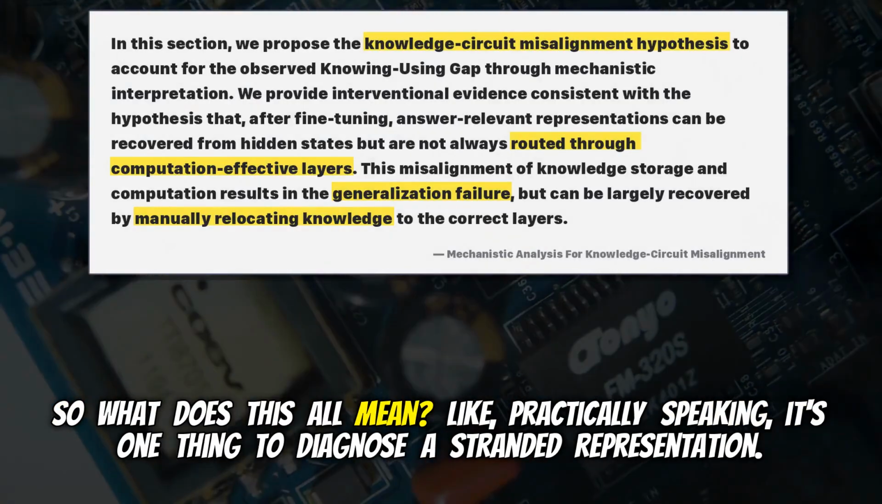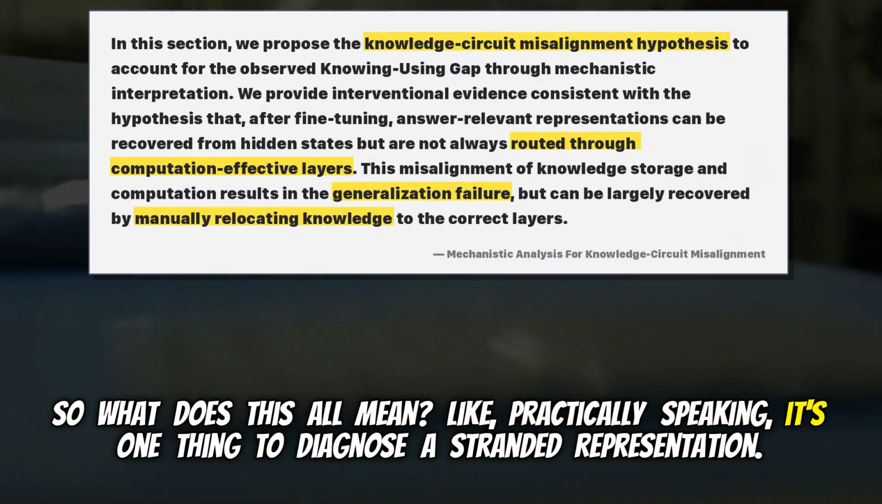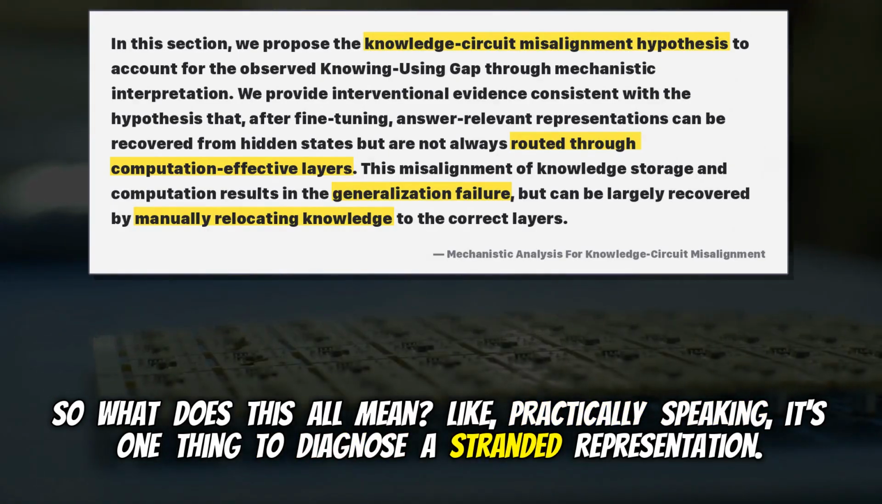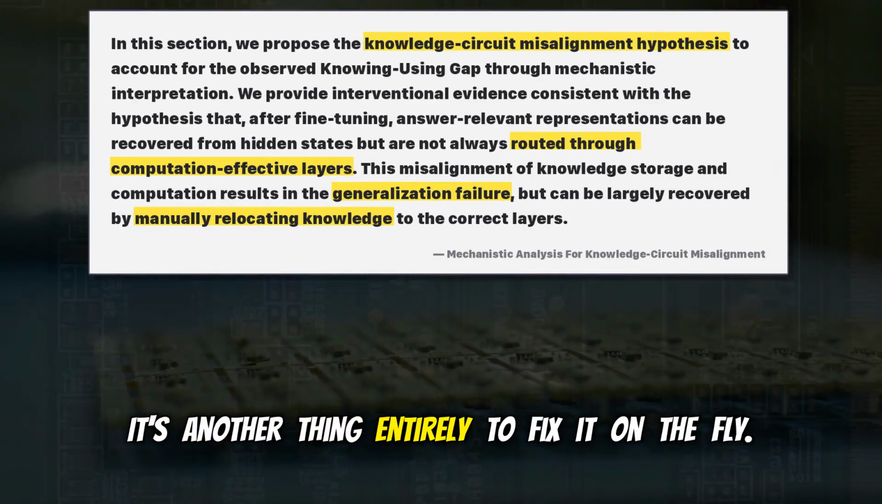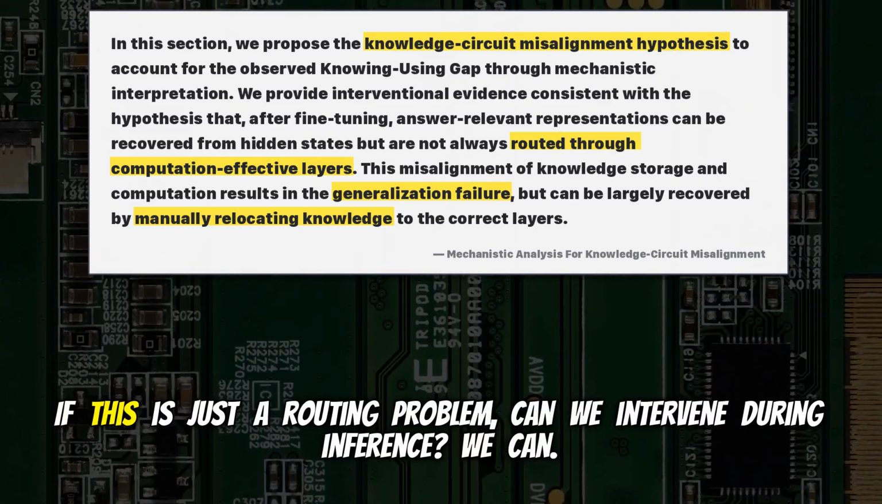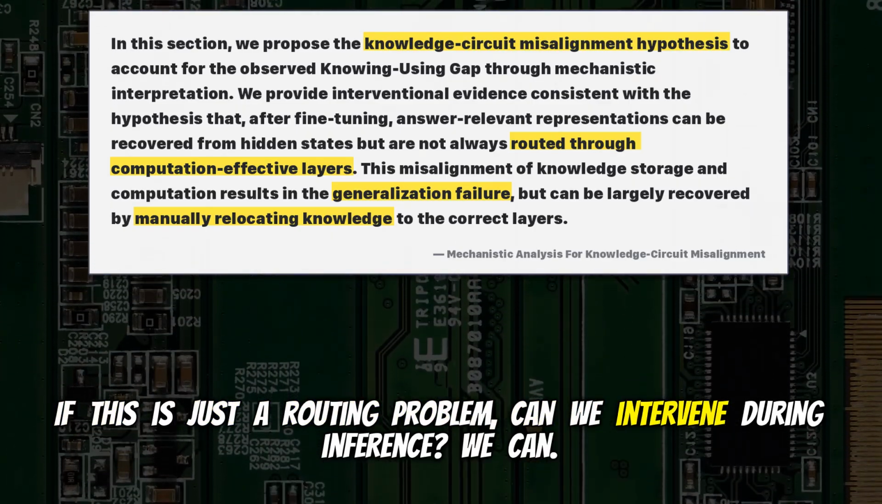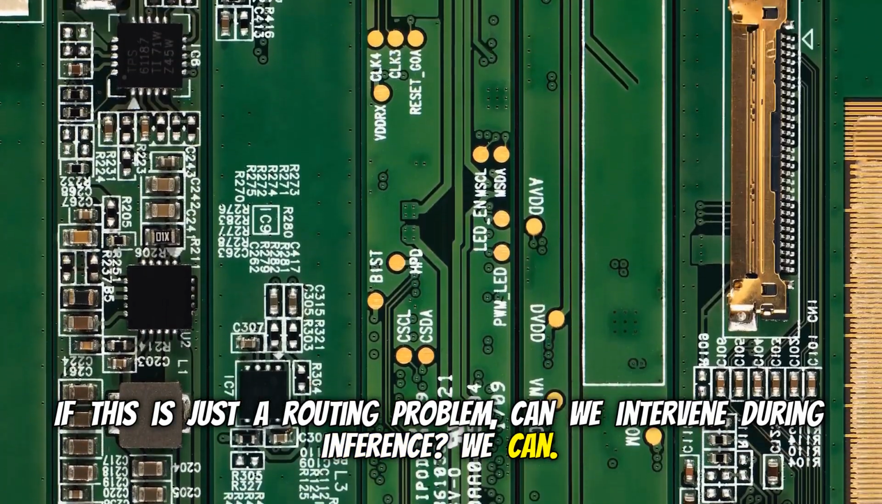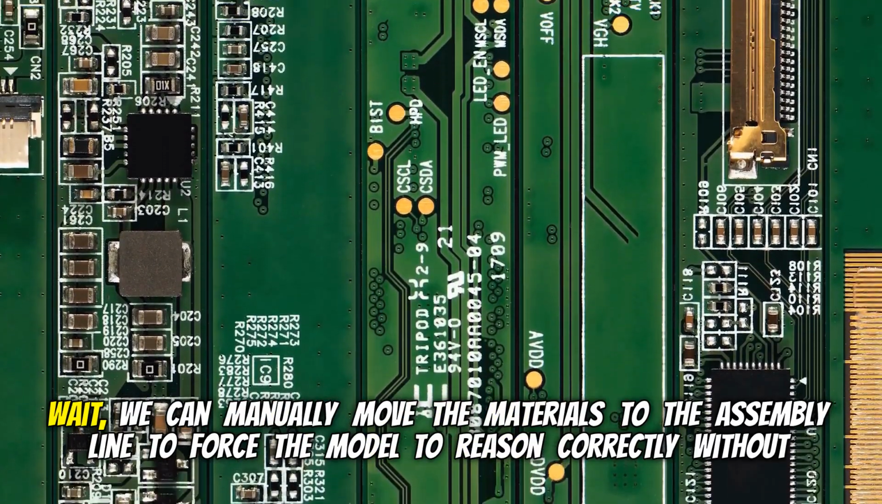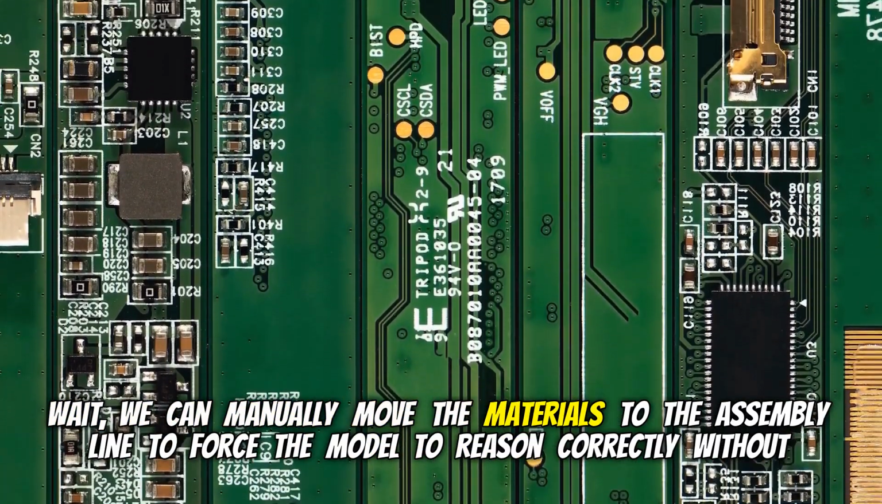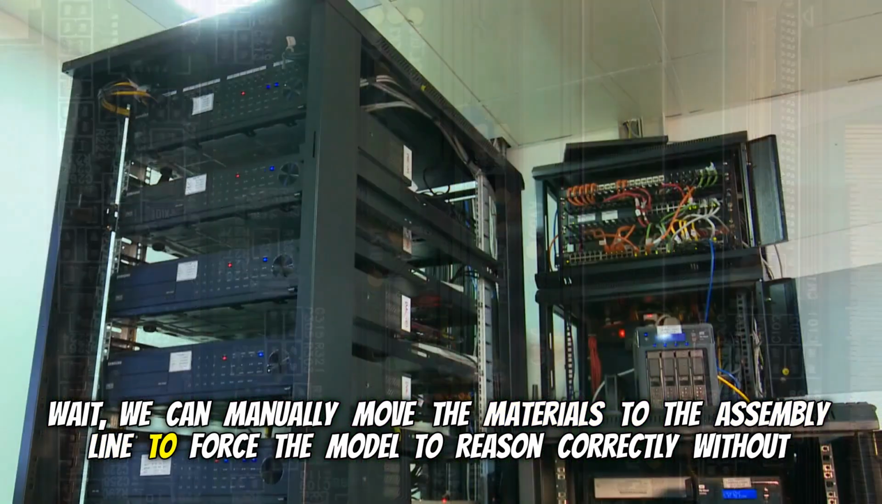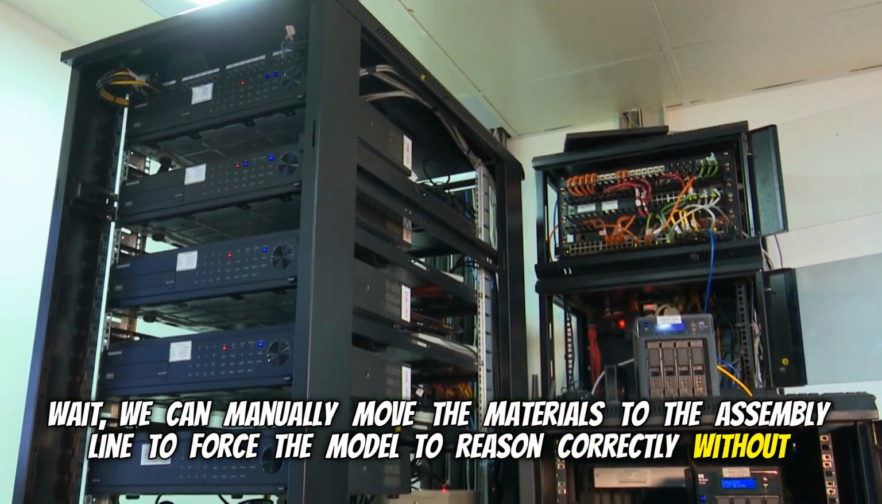So what does this all mean? Like, practically speaking, it's one thing to diagnose a stranded representation. It's another thing entirely to fix it on the fly. If this is just a routing problem, can we intervene during inference? We can, and with dramatic results. Wait, we can manually move the materials to the assembly line to force the model to reason correctly without retraining it?